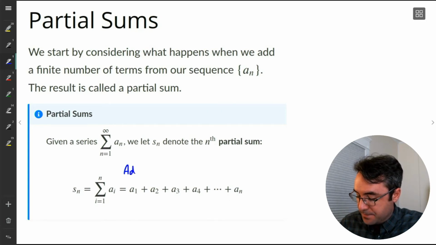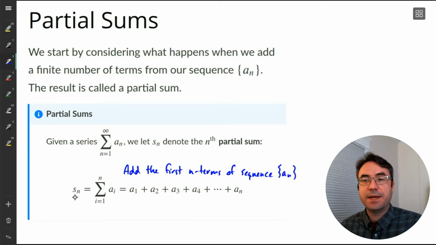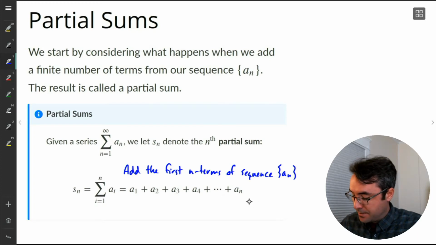So we add the first n terms of sequence a_n, and we add them all together. So we get S sub n. Another way to write this is sigma a_i, where i goes from 1 to n. So i here we're using as our index. So it's a1 plus a2 plus a3 and so on, and then we stop when we get to a_n. So we actually stop here.